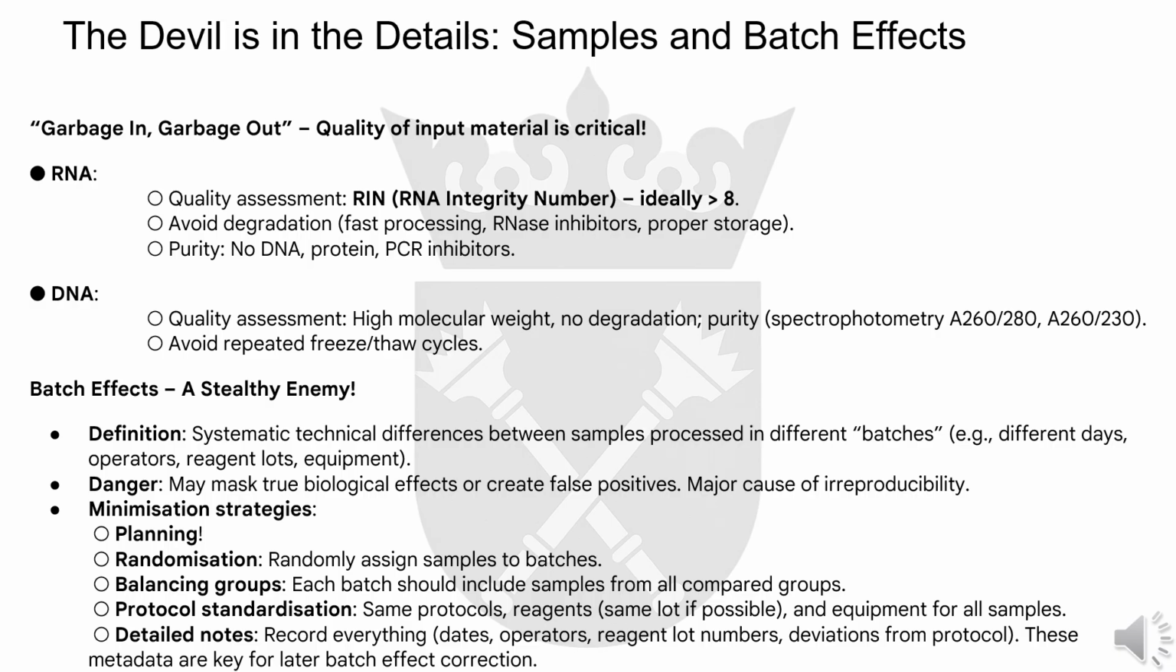Randomization, randomly assigning samples to batches, group balancing so that each batch contains an equal number of samples from each experimental group, protocol standardization, the same equipment, the same reagents, the same settings. And one more thing, documentation. Record everything. Who, when, with what, for how long, on which machines. Because if a strange effect appears without this information, we will not be able to interpret or correct it.